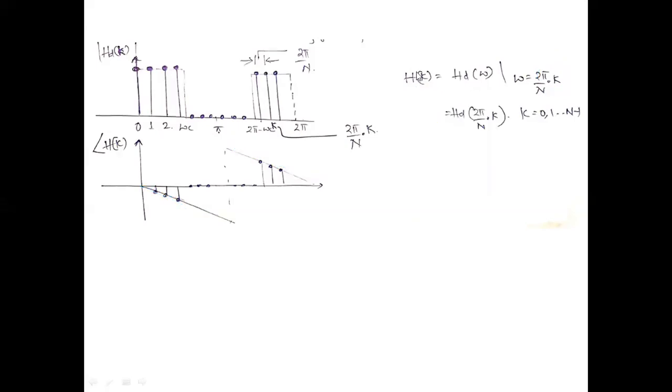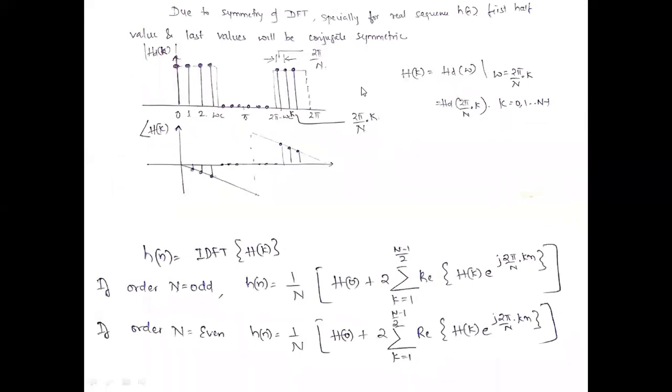After getting this, for the sampled H of k, we need to take the IDFT. So what's with the IDFT? Now remember, see what kind of impulse response we want. We want an impulse response that is real in nature. Do you see one particular thing here? The frequency response I had drawn is conjugate symmetric. That means the values in the first half and the values in the second half are equal in magnitude, but opposite in phase, except for the zeroth location.